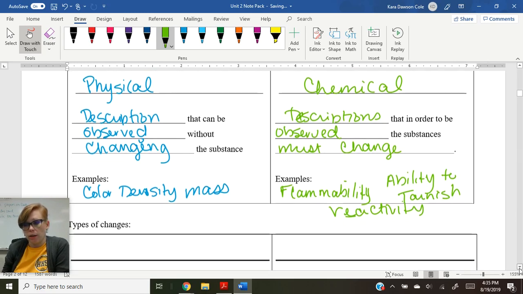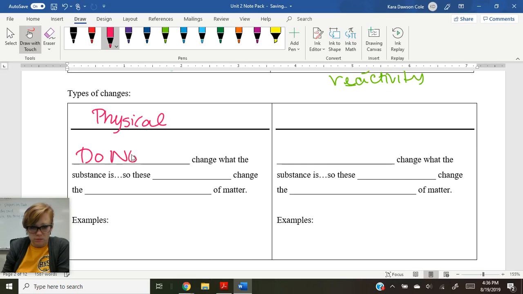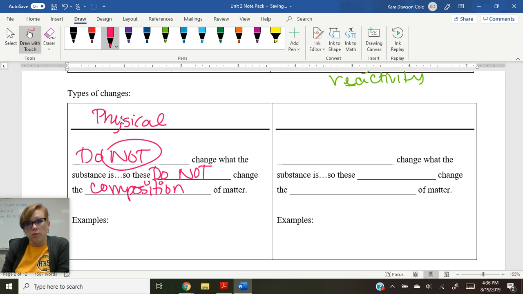We also have physical and chemical changes. So physical changes are going to be changes that do not change what the substance is. So these do not change the composition. That term again, probably going to be looking for that term a lot on your test. So physical changes do not change the composition of matter. So composition is staying the same.